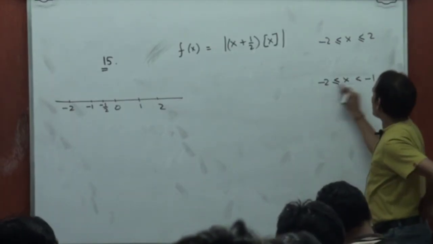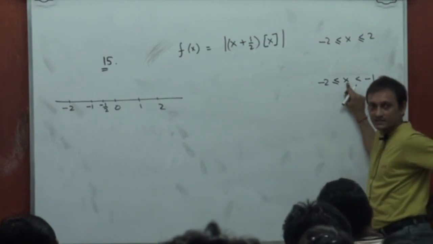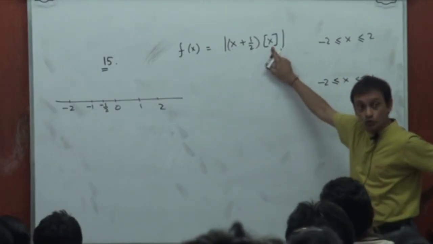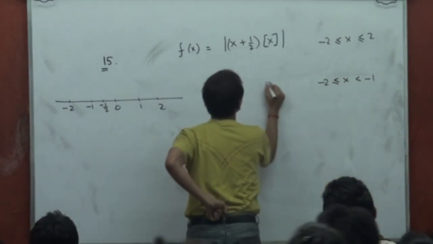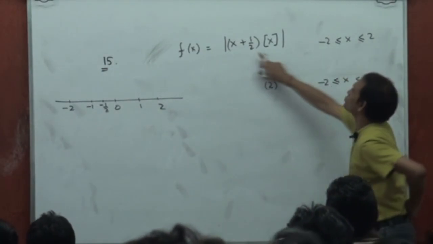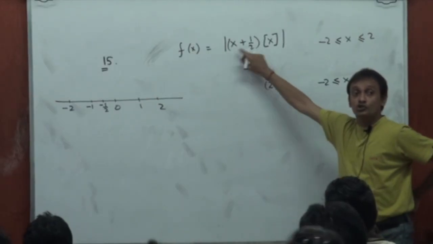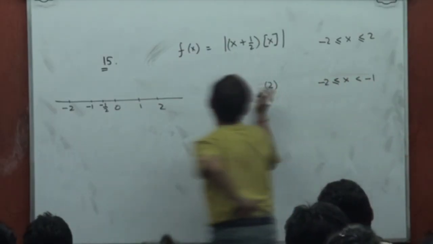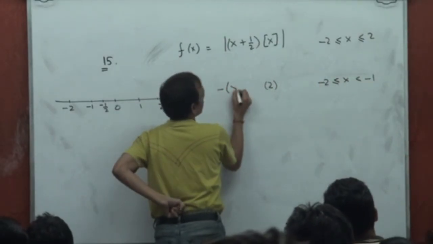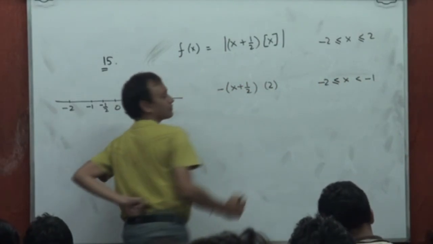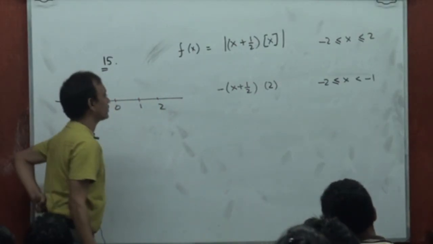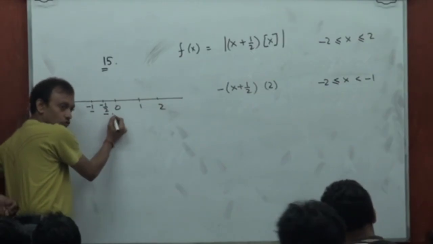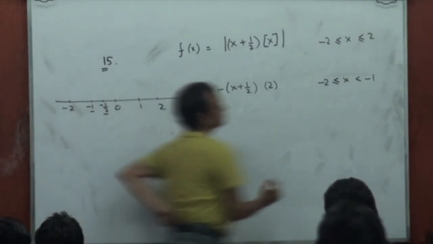Right. When x lies in this interval, what is box x? -2. But mod of box x will be simply 2. Now, in this interval, x is obviously less than -half. So mod of x plus half will be minus of x plus half, right? Then -1 to -half, right?